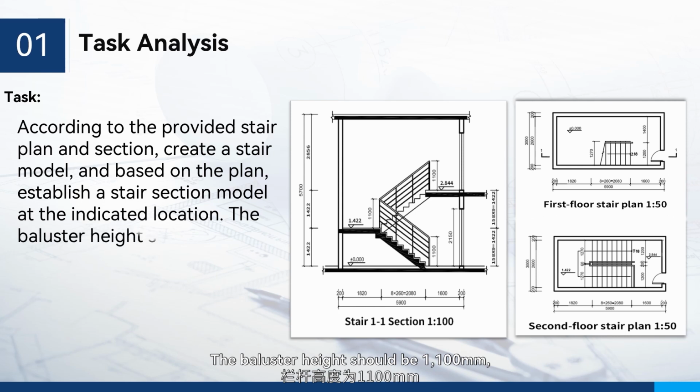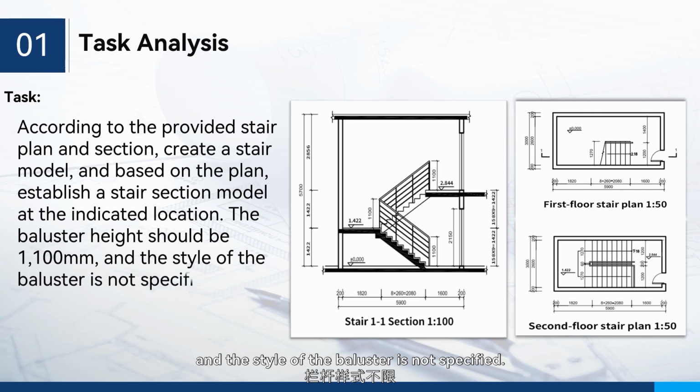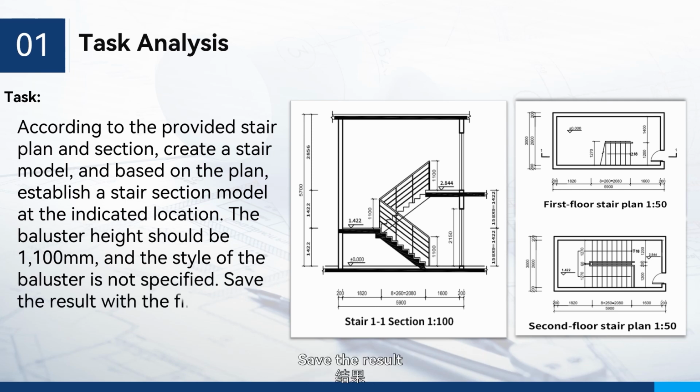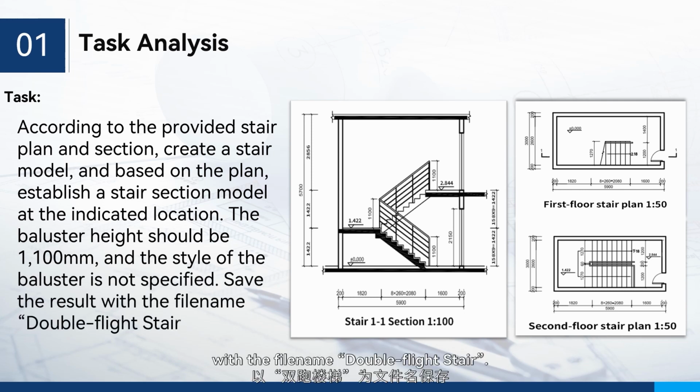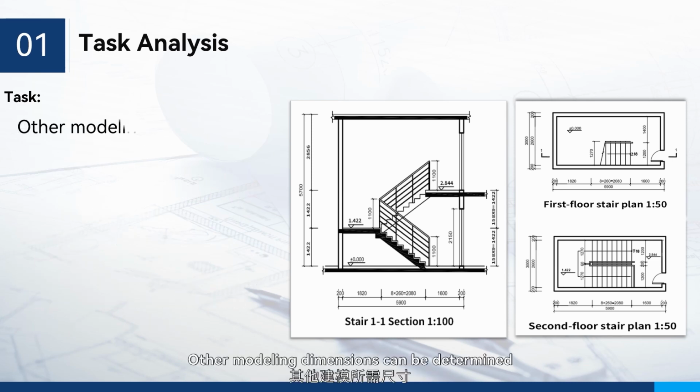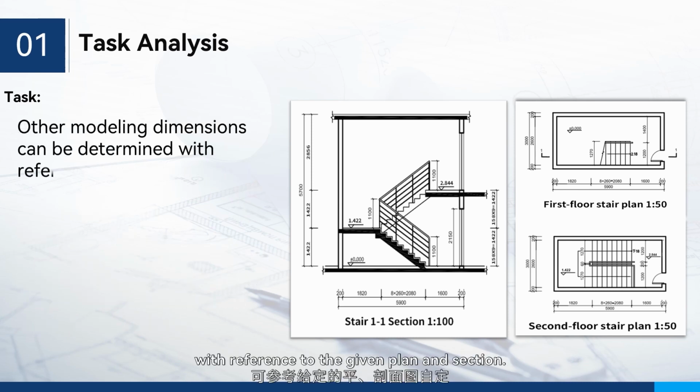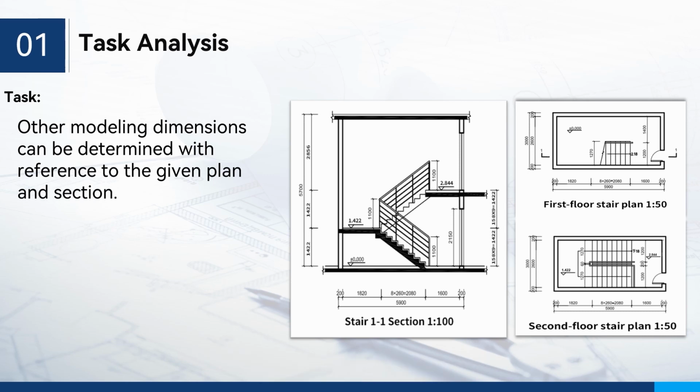The baluster height should be 1,100 millimeters, and the style of the baluster is not specified. Save the result with the file name Double Flight Stair. Other modeling dimensions can be determined with reference to the given plan and section.